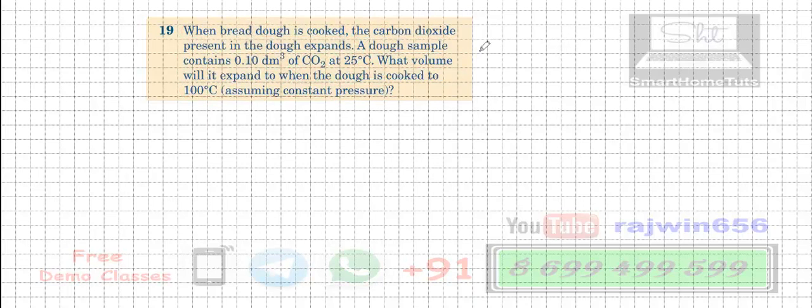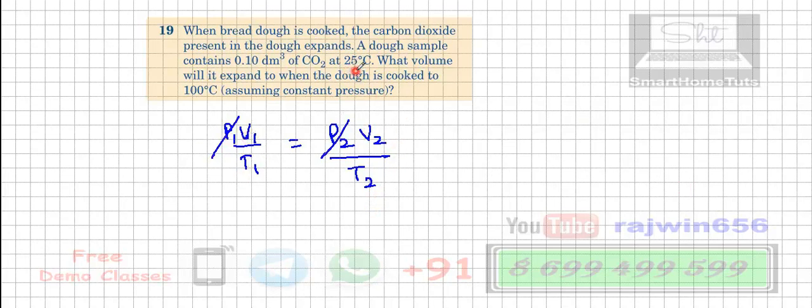Okay, now before this we have done the gas equation. P1 V1 upon T1 is equal to P2 V2 upon T2. Now pressure is constant, so straight away you can strike this off. P1 and P2 will be same. So V1 upon T1 is equal to V2 upon T2.